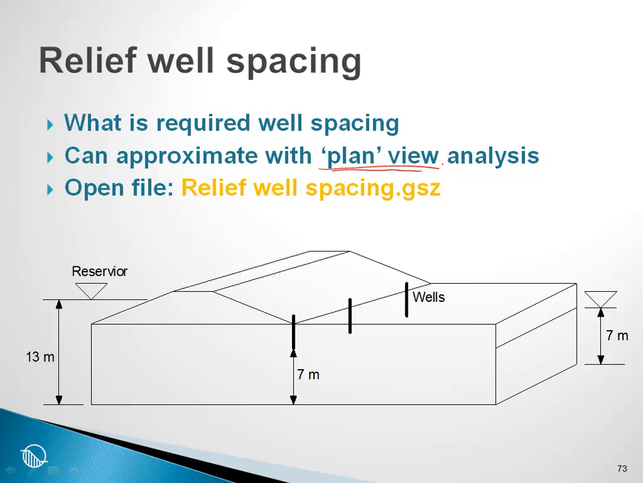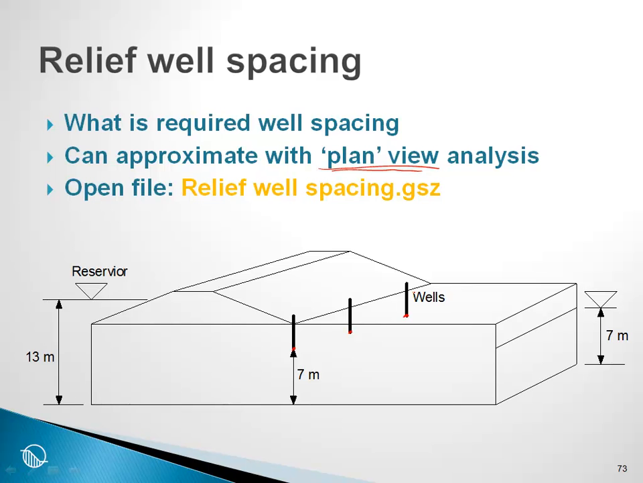In a case like this, where we might have some isolated relief wells below the toe of an embankment, the question is, what should be the spacing of the wells? This is a true three-dimensional problem, and SEEP-W does not have true three-dimensional capability except in an axisymmetric analysis, but that's only good for one well. We can, however, approximate the effect of the well spacing with a plan view analysis.